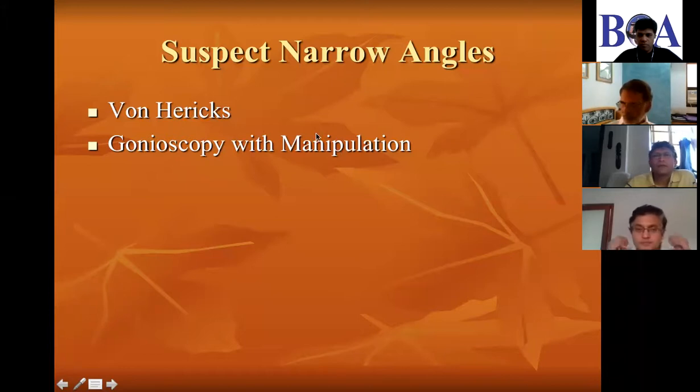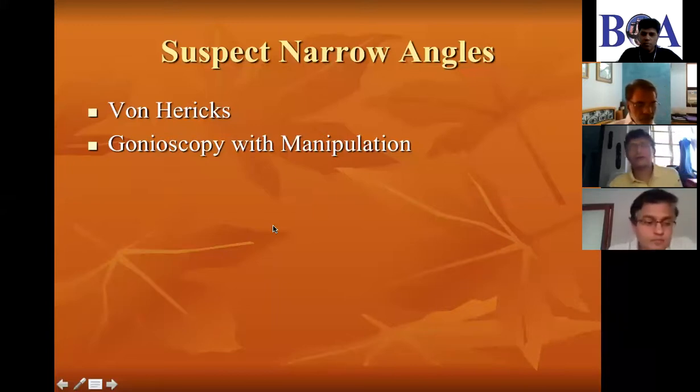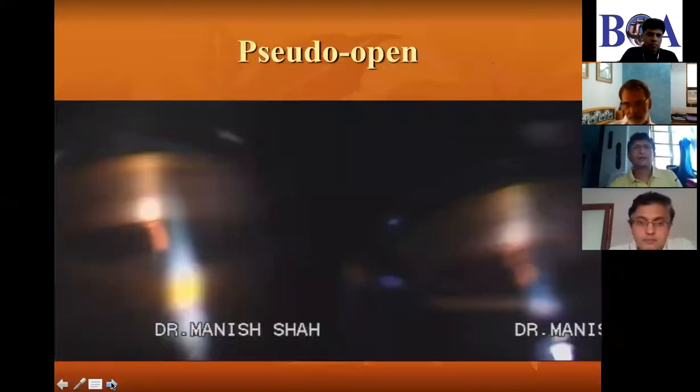So you have to do a gonioscopy. You can suspect patients after you see the van Herick and do a gonioscopy with manipulation when you have a suspicion of glaucoma or you are evaluating a patient for glaucoma.